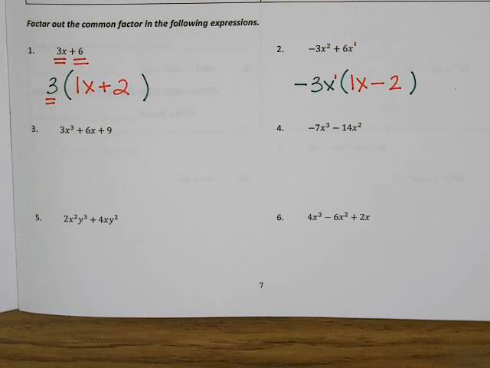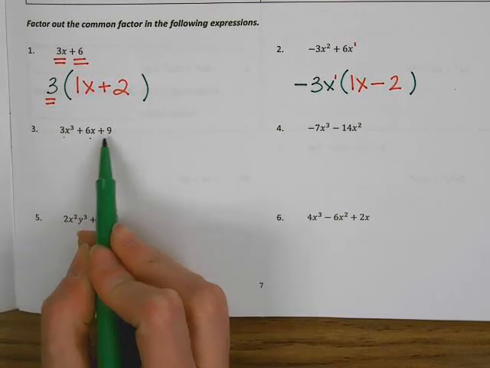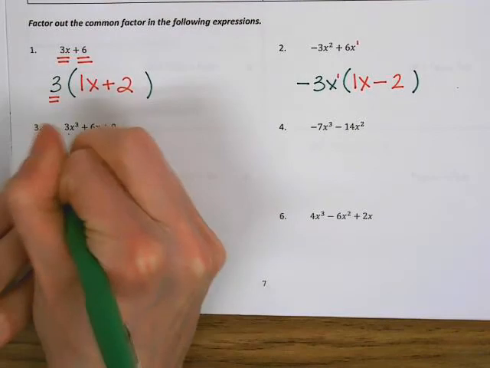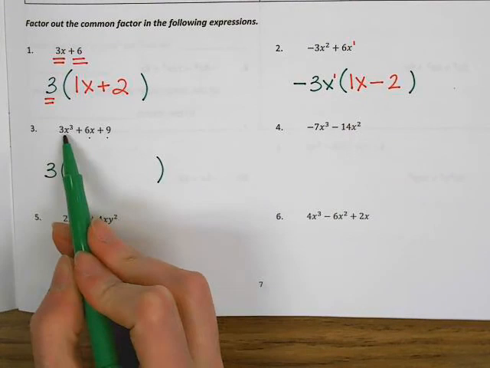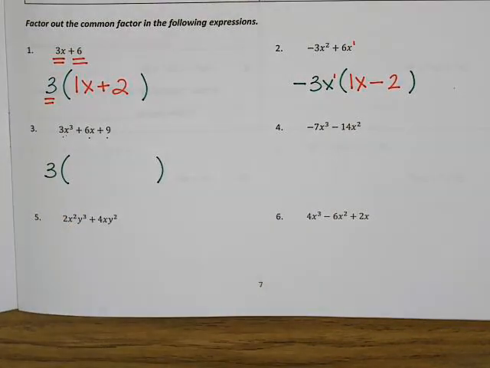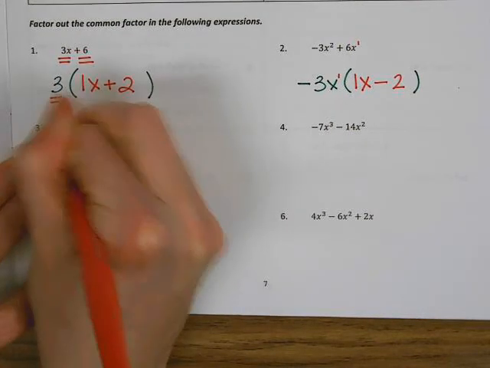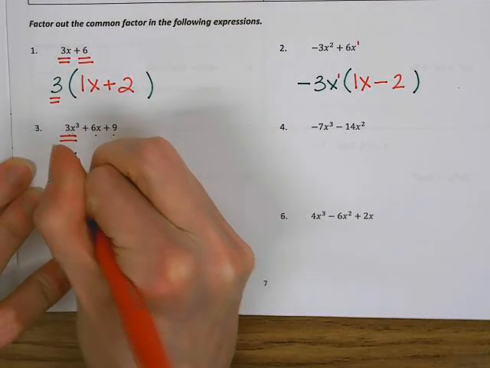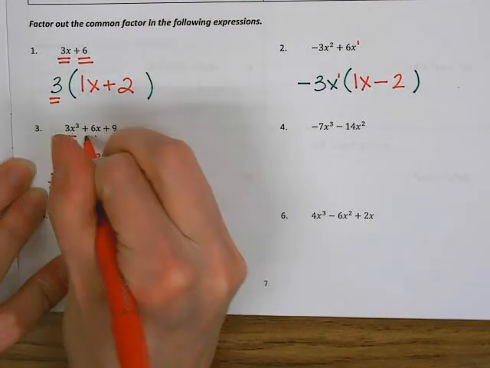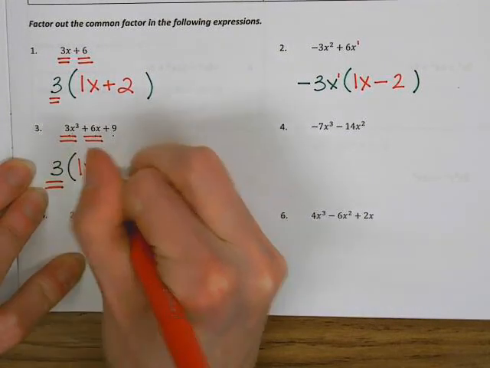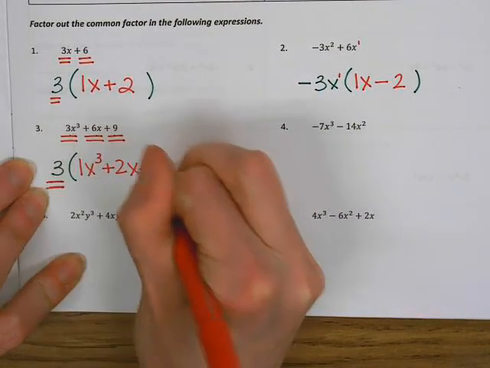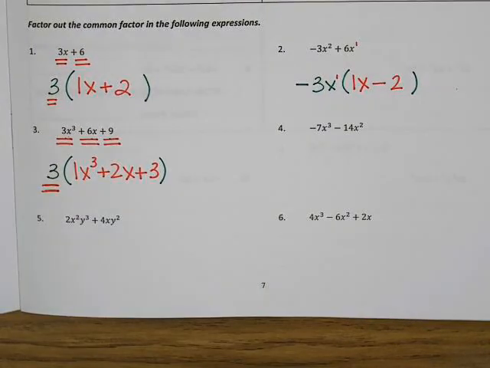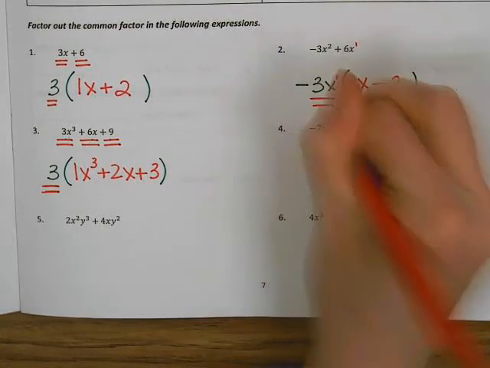All right, let's try 3. GCF of these 3 terms is a 3. Reason I didn't pull an x out is because they don't all have one. Okay, so just a 3. And now just divide every term by 3. 3x cubed divided by 3 is 1x cubed. 6x divided by 3 is plus 2x. And then 9 divided by 3 is 3. So that's the answer. I'm just going to underline that.